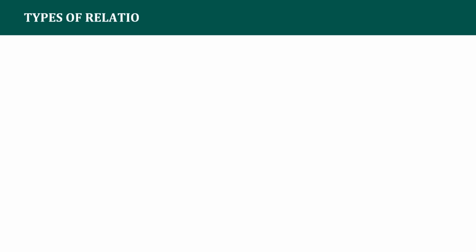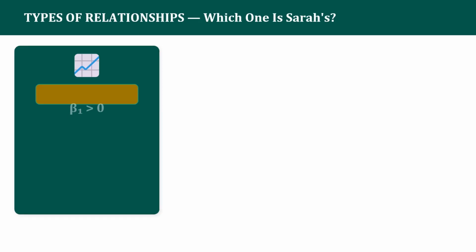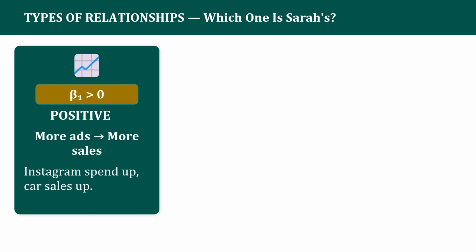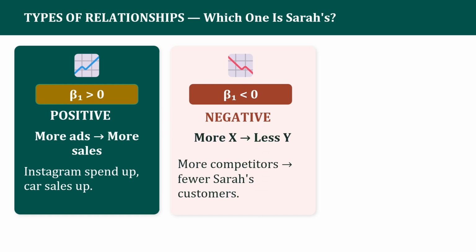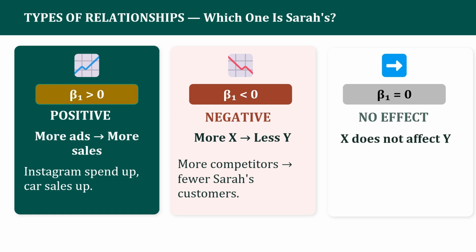Now, which kind of relationship is Sarah's? If beta 1 is greater than 0, that's positive. More ads, more sales. If beta 1 is less than 0, that's negative. More competitors, fewer of Sarah's customers. And if beta 1 equals 0, there's no effect at all. Like the day of the week, probably doesn't move car sales.